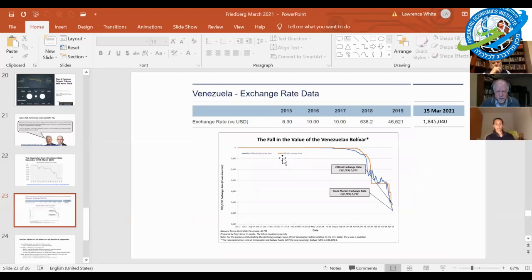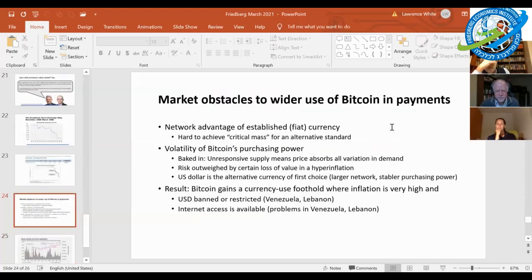Here's Venezuela, and this picture just covers 2018 to 2019 when the value plummeted. So it went from 600 to the dollar to 46,000 to the dollar. I looked up yesterday what it is now. It's 1.8 million to the dollar. All right, so that's a fiat currency losing its value. So it's in places like that, places with hyperinflation, that Bitcoin has the best chance of catching on as a widely accepted payment medium. But even there, I would say the US dollar is the alternative currency of first choice.